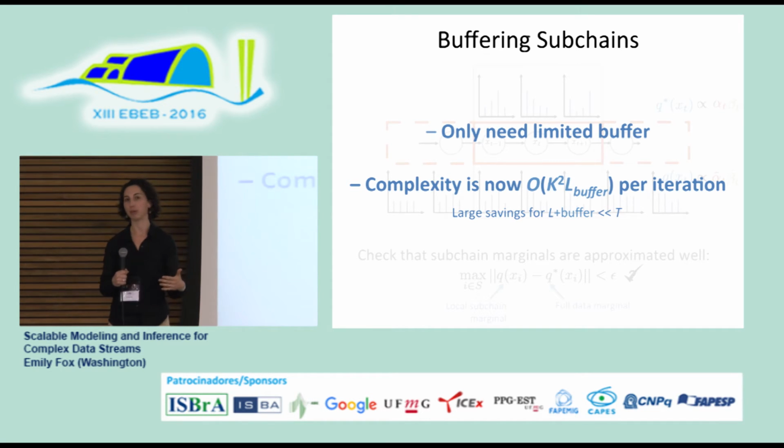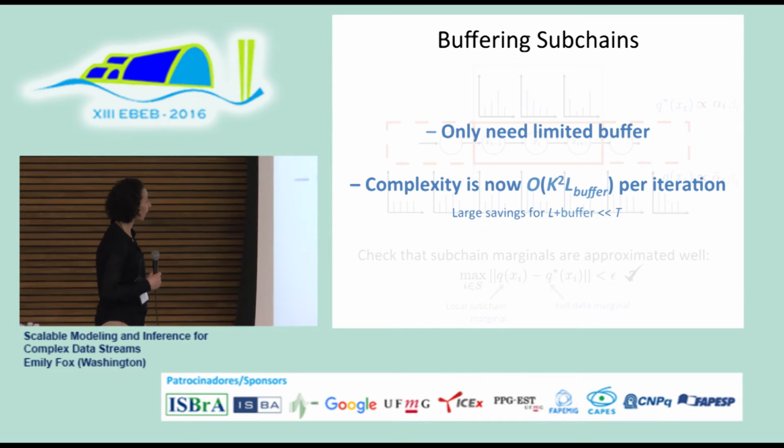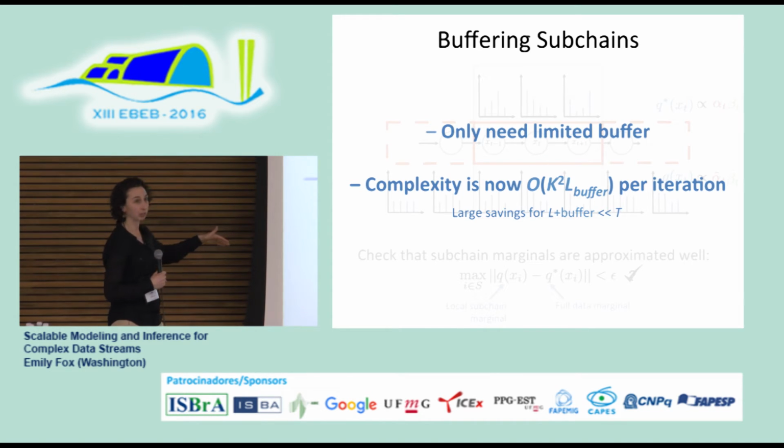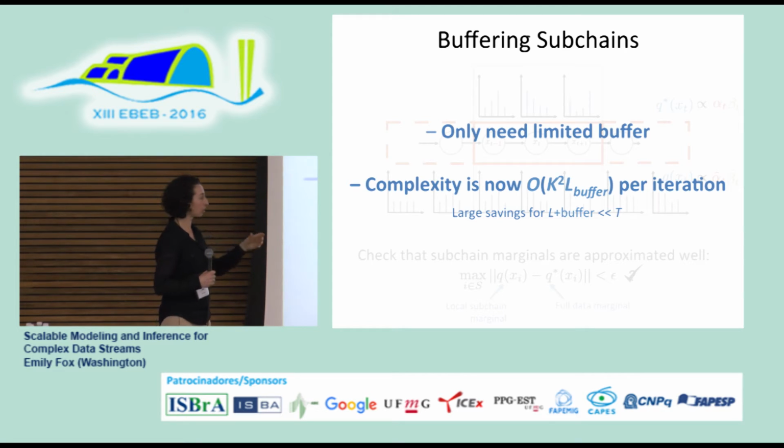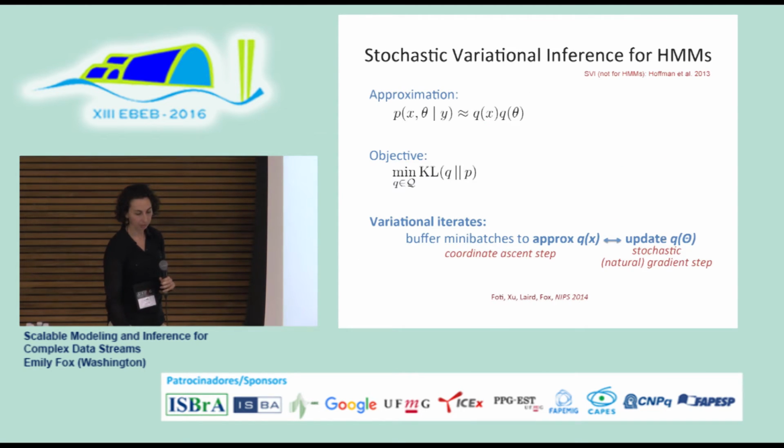The key idea for why this works in practice is the fact that we just need a really limited buffer in most applications relative to the length of the chains that we're looking at. And so now the per iteration complexity for these local steps is just order k squared times the length of the buffer, and we're going to assume that the length of the buffer plus the little subchain is much, much less than the length of the full observation sequence.